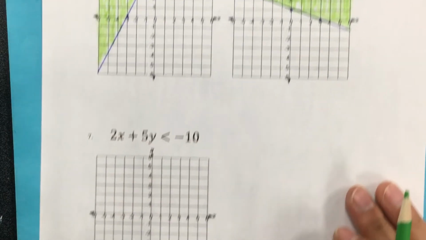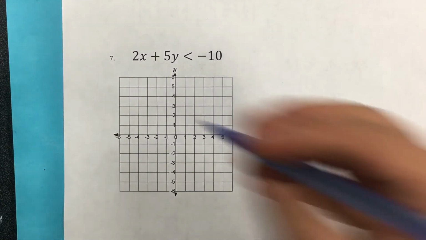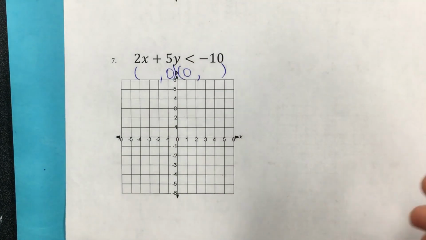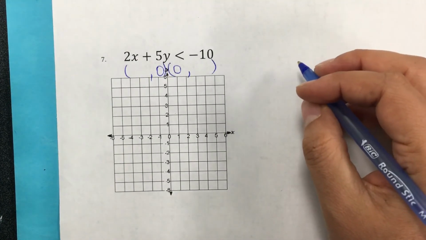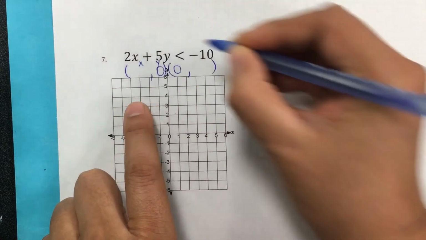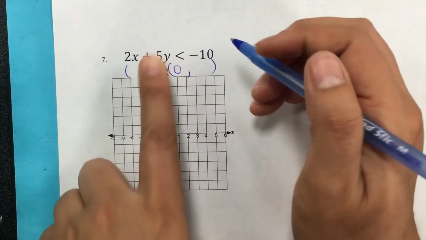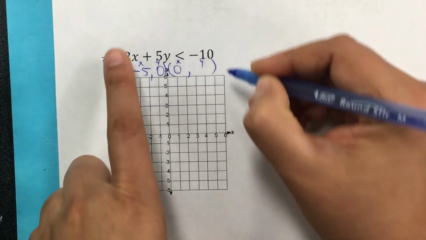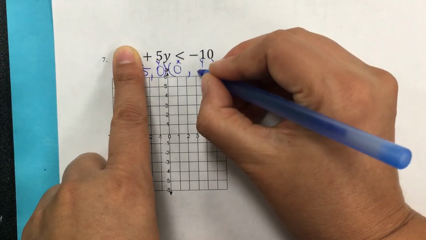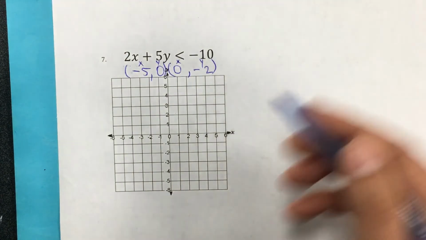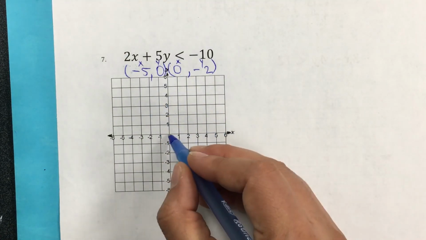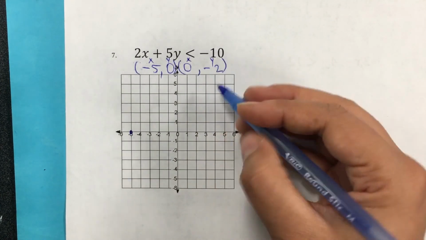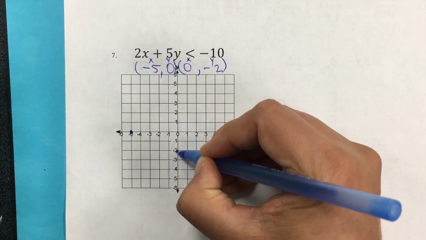Okay, let's look at the last one. We open our parentheses, we get 0, 0. Maybe you want to pause the video and try it on your own. Okay, so if y is 0, negative 10 divided by 2, negative 5. Then if x is 0, negative 10 divided by 5 is negative 2. And now I said negative 5, 0. Negative 5, 0 is right here. The other one is 0, negative 2. 0, negative 2 is right here.